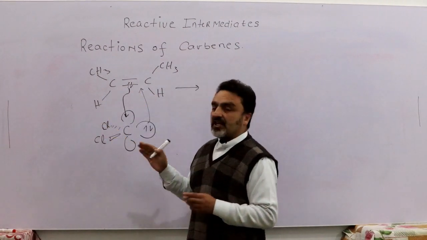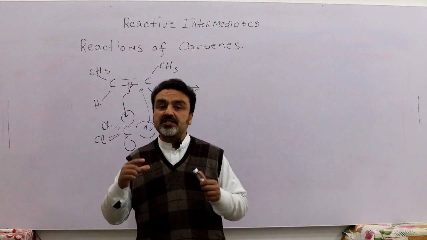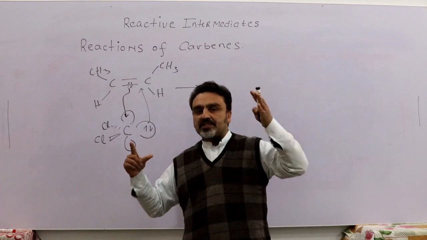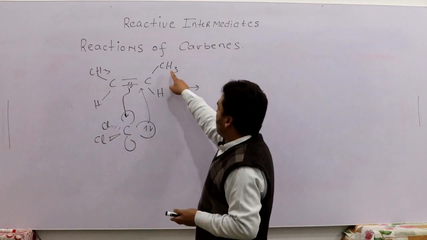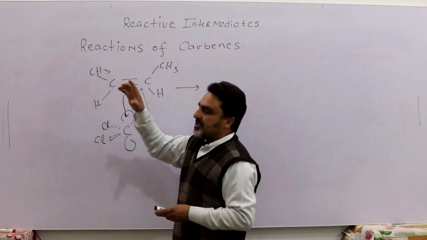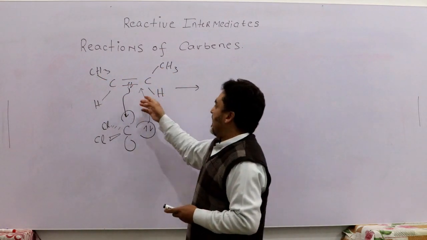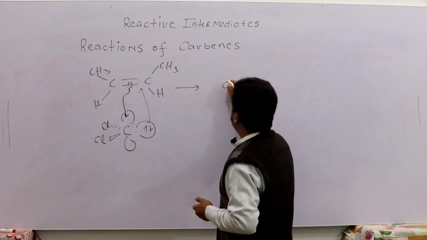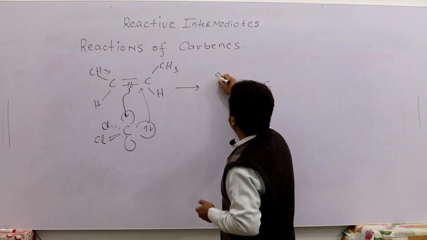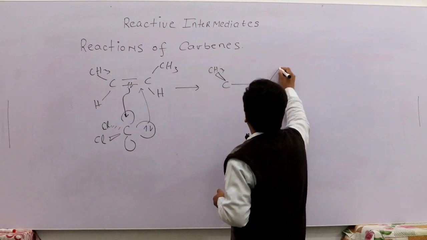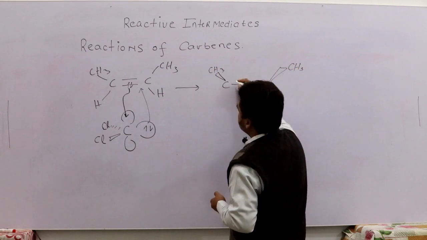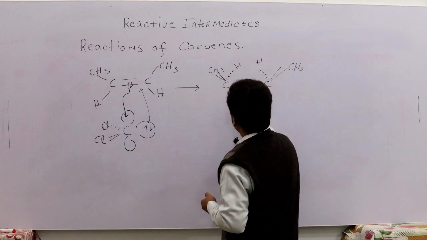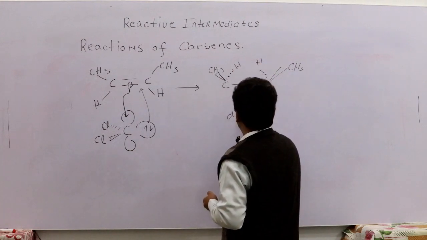But as you see, this is a concerted reaction. Now what is a concerted reaction? A concerted reaction means that it just occurred in a single step. It just occurred like this. So there was no chance for these methyls to move or rotate, and the stereochemistry of the product remained the same. The product is again cis, and Cl and Cl.